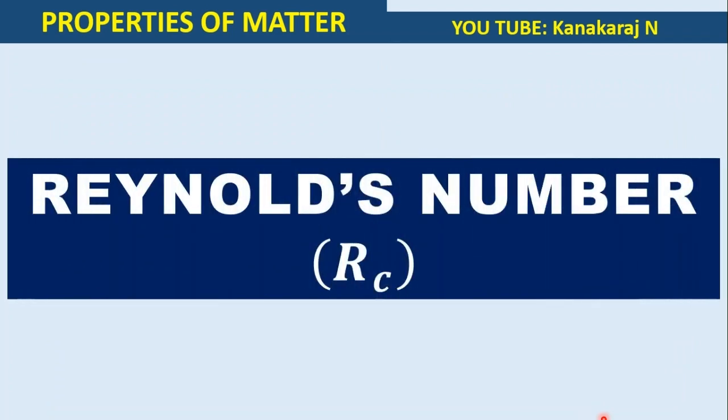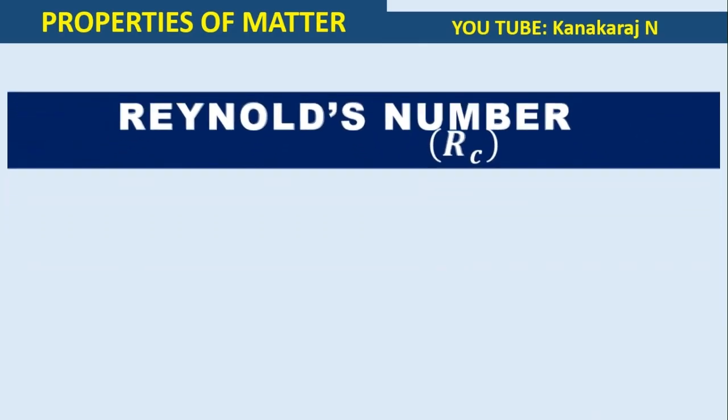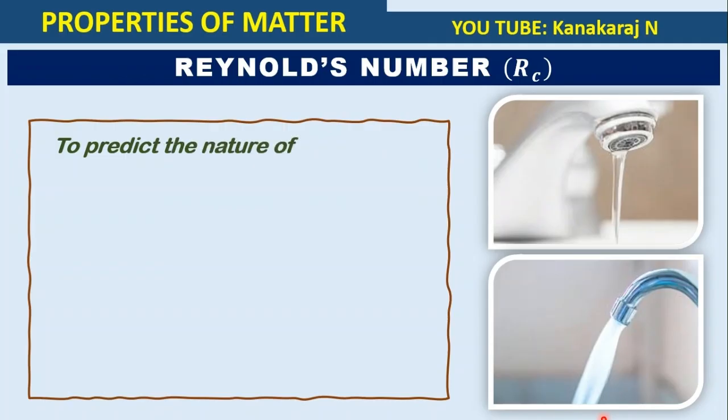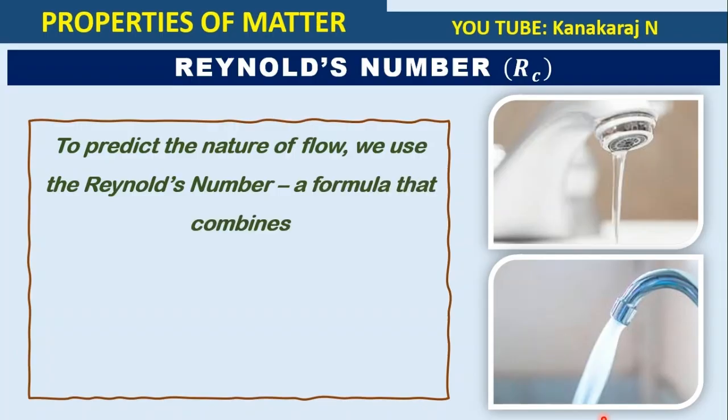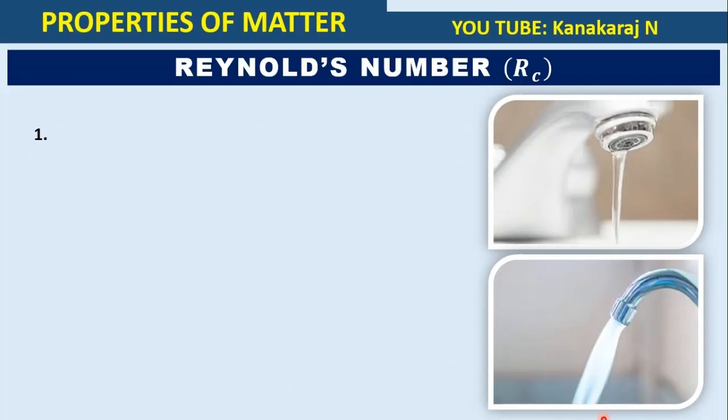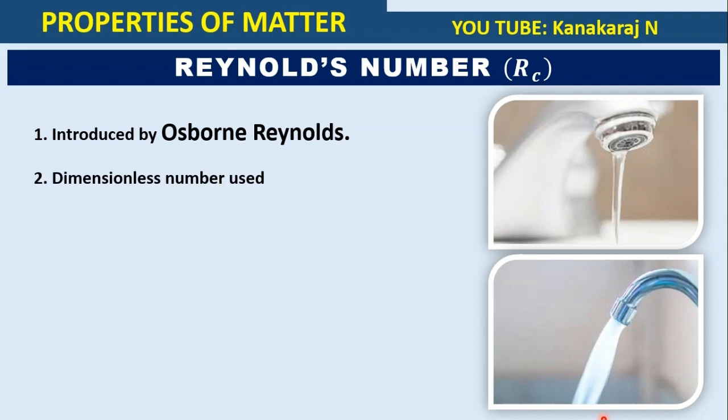Reynolds number, Rc. To predict the nature of flow, we use the Reynolds number, a formula that combines density, velocity, pipe diameter, and viscosity. 1. This Reynolds number was introduced by Osborne Reynolds. 2. It is a dimensionless number used to predict flow type.